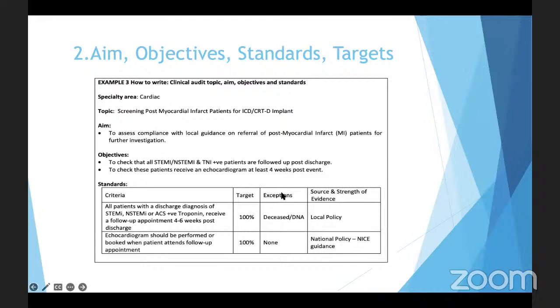और exceptions का मतलब है the exclusion criteria. So if the patient has been deceased within this time, you will not give him a follow-up post discharge. And what is the source and strength of evidence? That all comes back to what the source of this criteria is. So for the first objective or criteria, the source is a local policy. And for the second objective or criteria, the source is a national policy or the NICE guideline, the National Institute of something guideline. Okay, so we've covered topic selection, we've covered aims and objectives.